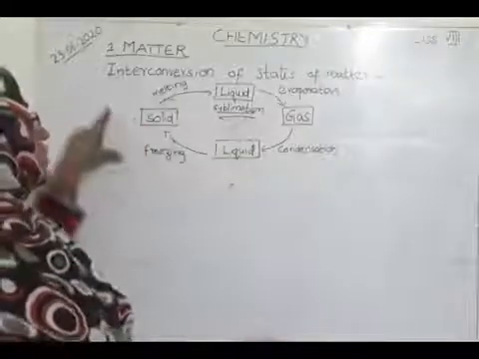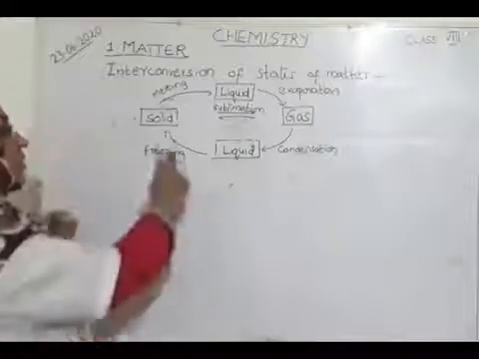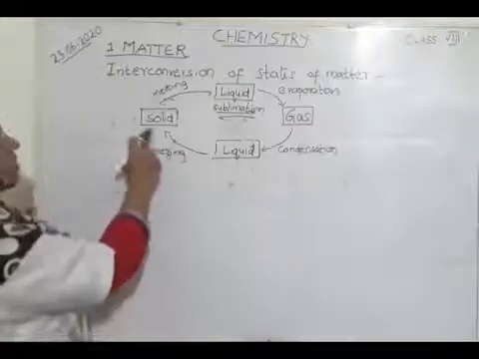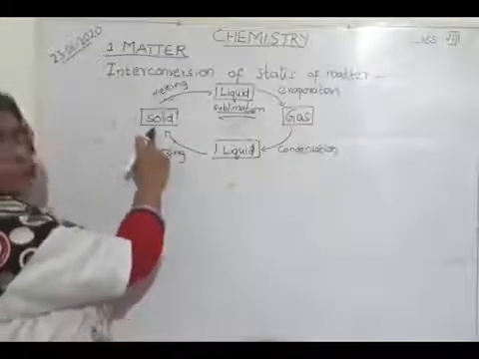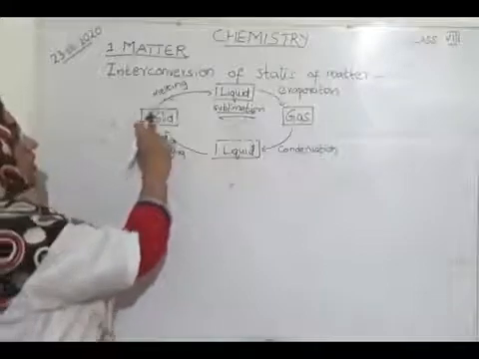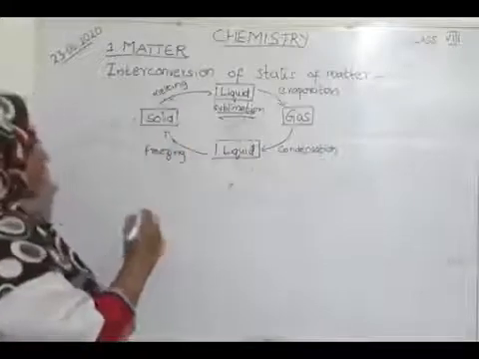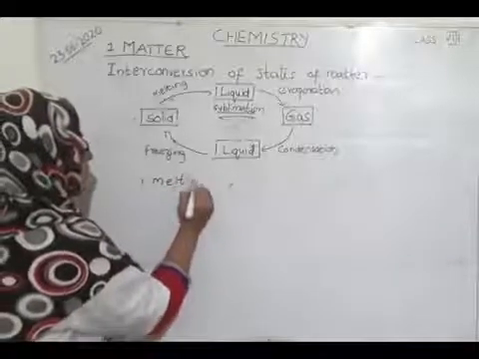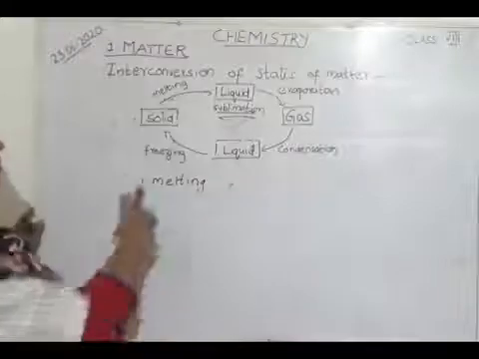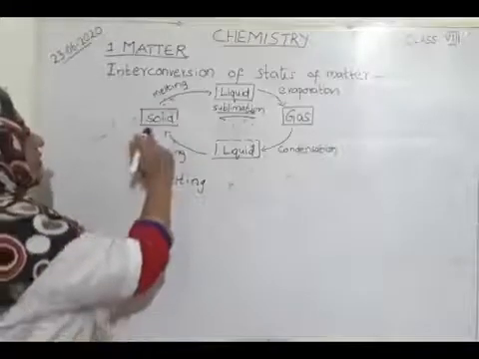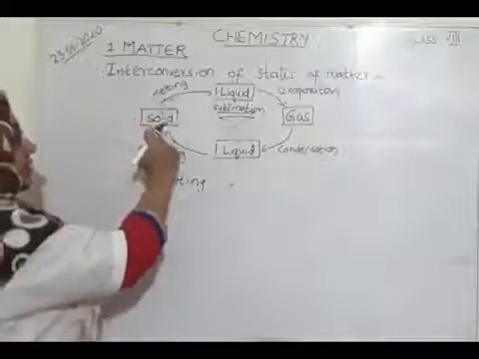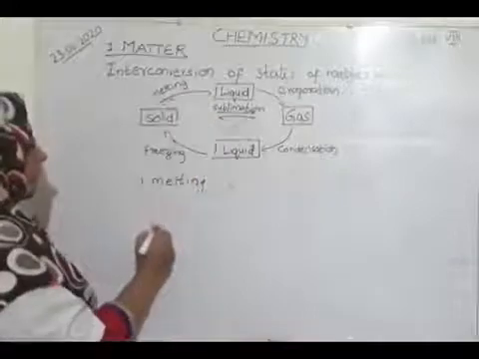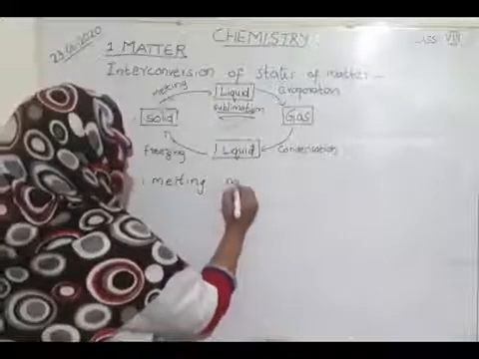Let us see these terms one by one. I think you are familiar with these terms. See, the process of conversion of a substance from solid state to liquid state, what do we call that? That is known as melting. And the temperature at which a substance starts to change its state from solid to liquid, that temperature we call the melting point.